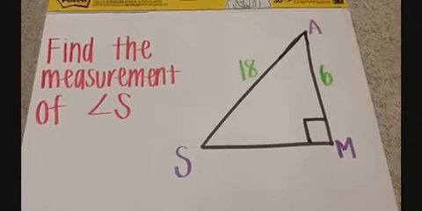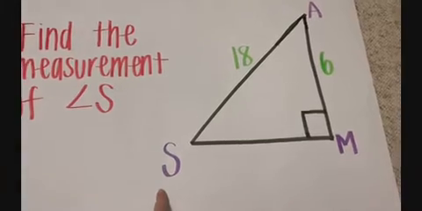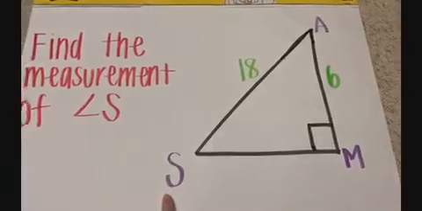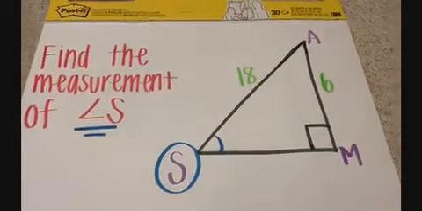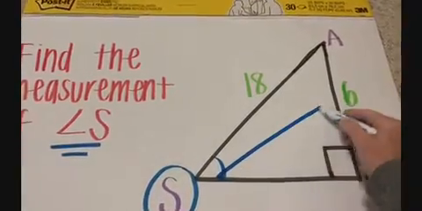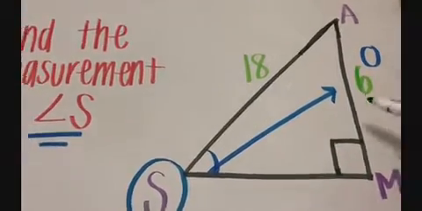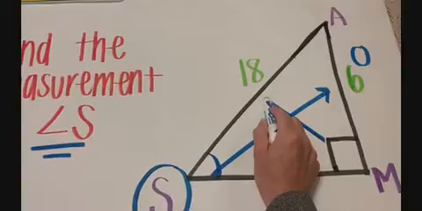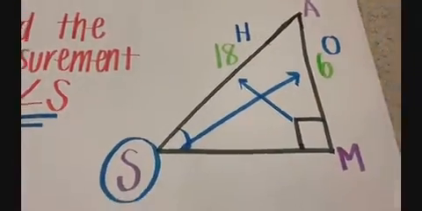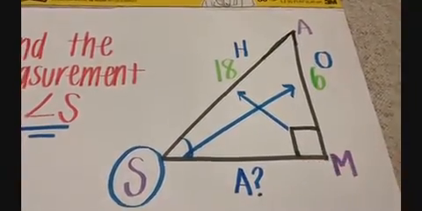Okay, example 2 is asking us to find the measurement of angle S. So this is our given angle, and we will label our H, our O, and our A from S. I have circled S because that's the given angle, and now I will label. Across from the given angle is always the opposite, so I will put an O. Across from the 90 degrees is always the hypotenuse, so I will put an H. The last letter left is our adjacent side, which we call A, and we do not have a given A.